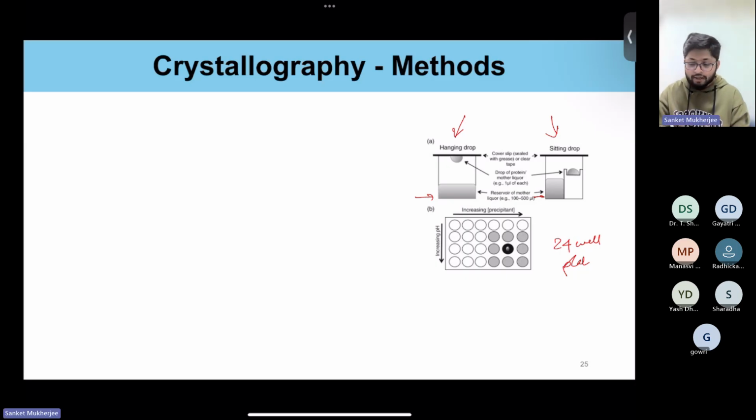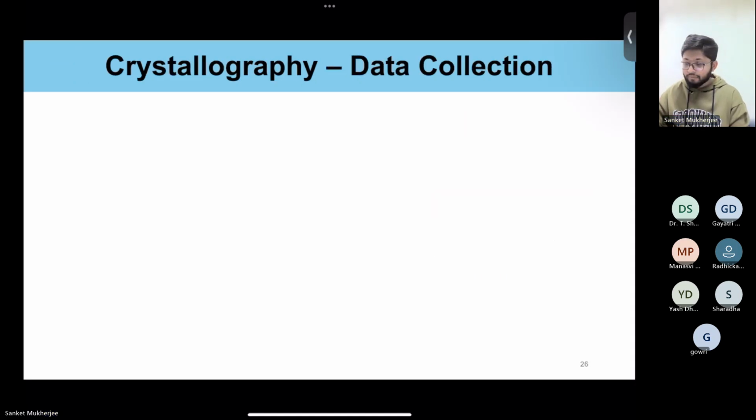These crystals are good because they are small in size. There are usually no defects in the crystal because there are no air bubbles, no cracks, nothing. Then we collect the data. Now this diffraction data is collected, and we get something called the electron density map.